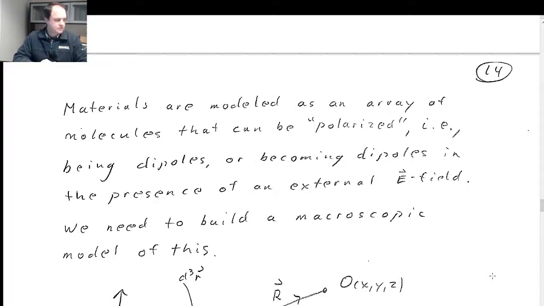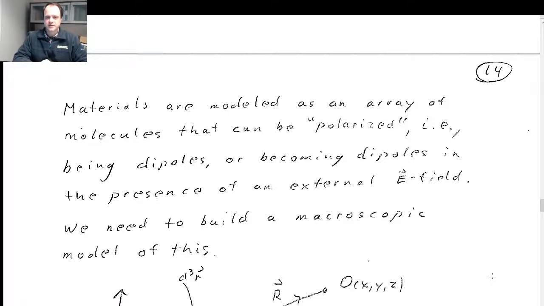But this introduces what we're shooting for, the development of what are called the constitutive relations, relating the electric field E to the electric flux density D, and the magnetic field H to the magnetic flux density B. So, let's look at the electric field first.